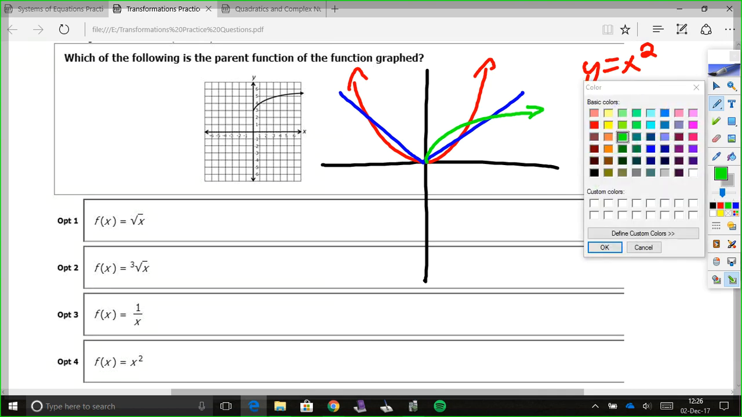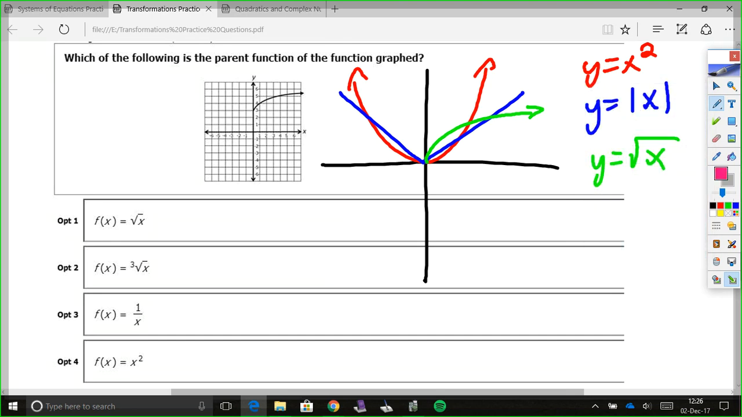What's another one? There's a couple more. Let me try to use a different color so we can see pretty well. Let's use the pink one. Another function is the exponential function. So the exponential function will look something kind of like this.